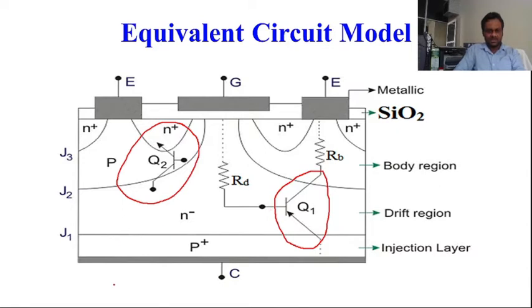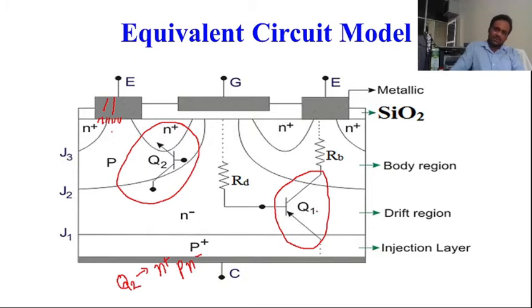If one BJT is represented as Q2, then it will be N plus, P, N minus. But again here you can see these two layers are shorted. The N plus layer and P layer are shorted by the metallic contact of the emitter. That means this Q2 is under the cutoff region.